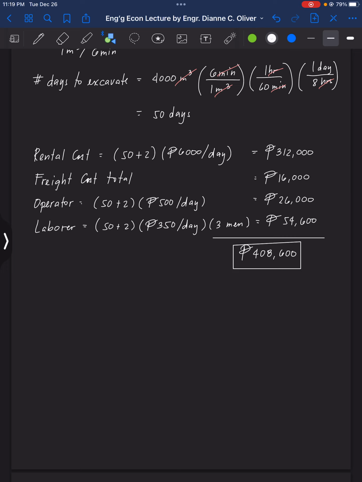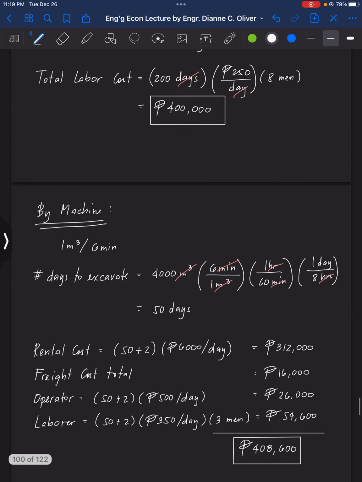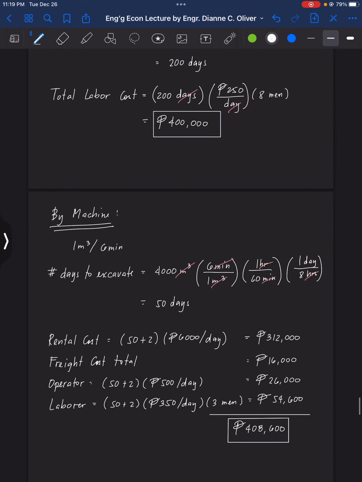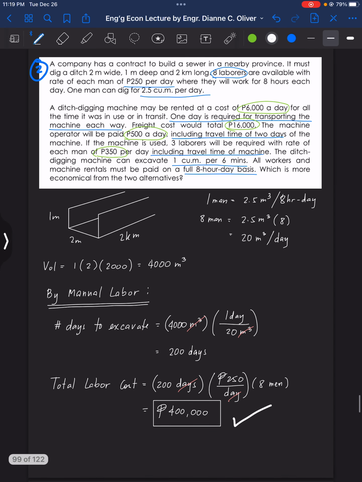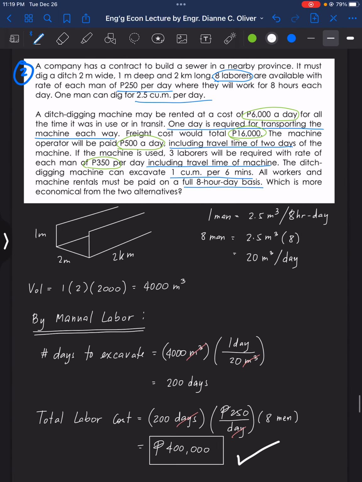So from the two alternatives, which is more economical? The most economical will be the manual labor with the total cost of 400,000 pesos compared to the machine with 408,600 pesos. So that's for problem number 2.